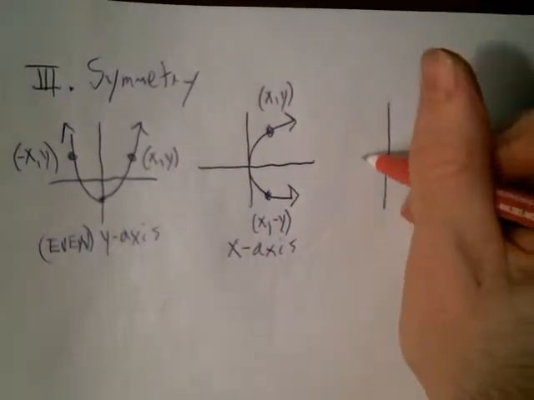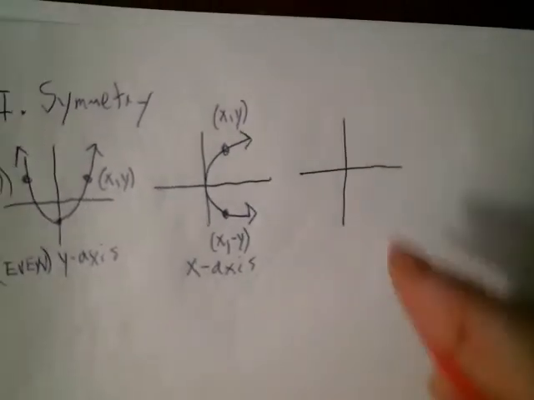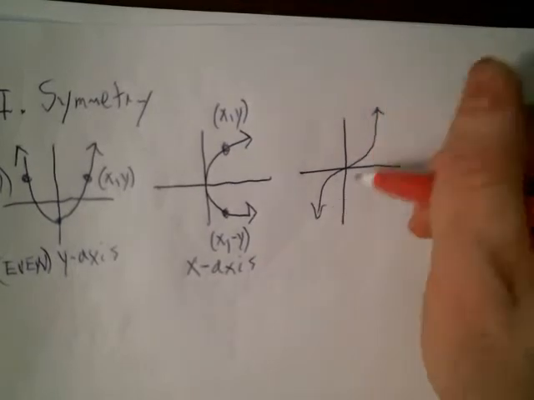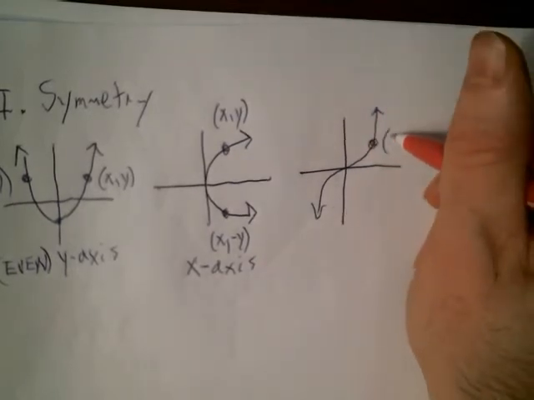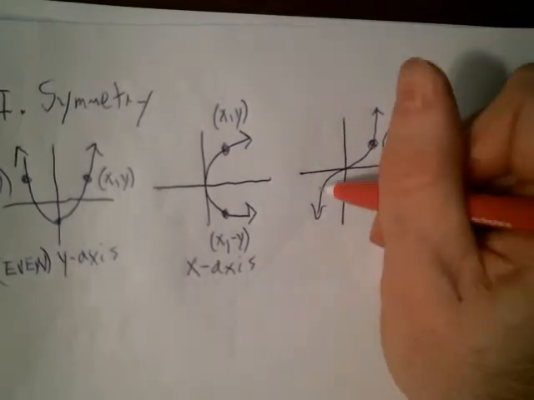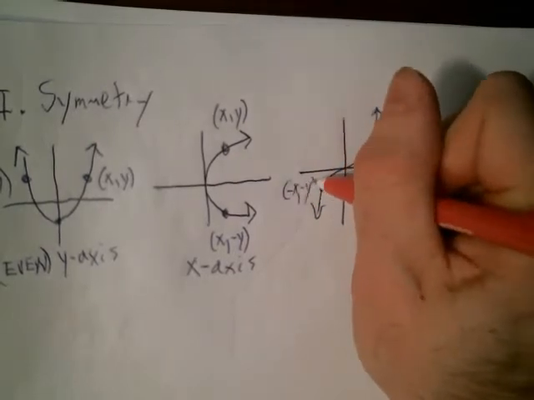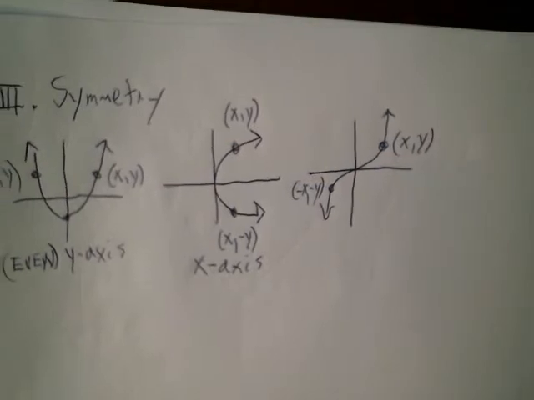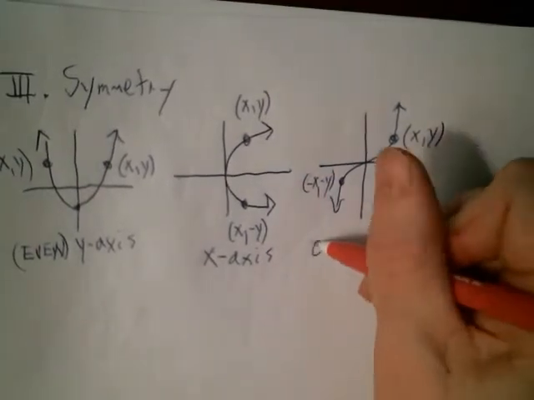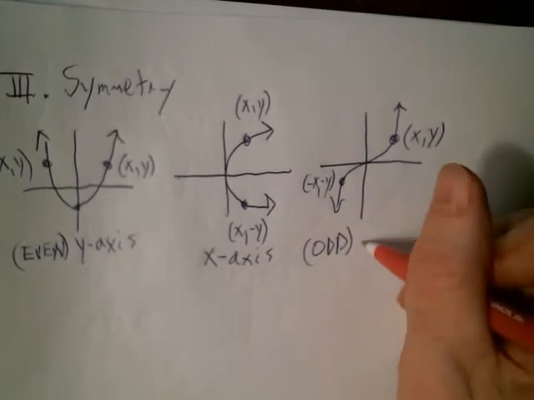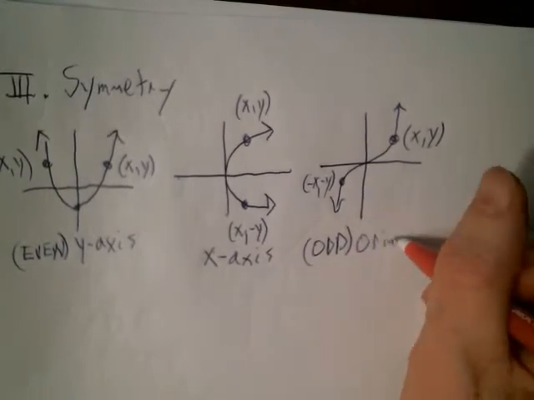Finally then, if you have the cubic function, which is always the one they give you, and you have the point (x, y) on the graph, you'll also have the corresponding point (-x, -y) on the graph. Okay? In that case, that's the odd symmetry that we're familiar with, but they'll call it the origin symmetry for now.